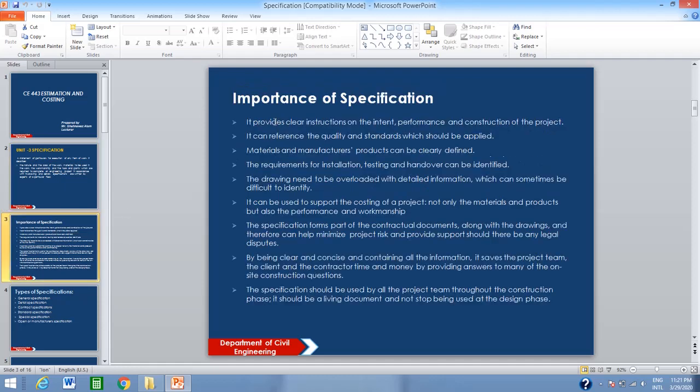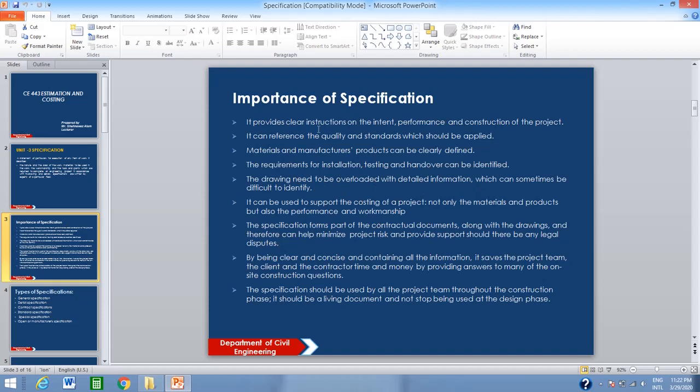What is the importance of the specification? Why do we write the specification before the construction? Number one, it provides clear instructions of the intent, performance, and construction of the project. It can reference the quality and standards which should be applied. Material manufacture and production can be clearly defined. The requirements for installation, testing, and behavior can be identified.